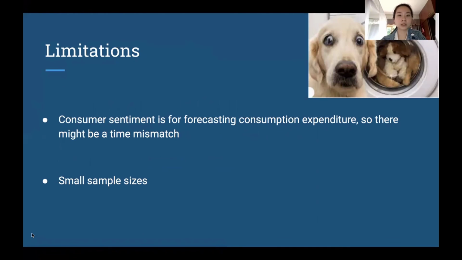However, there are still limitations in our regression. The first one would be the concern of data selection. The consumer sentiment we chose was forecasting consumer confidence for future expenditure, so there might be a time mismatch. Furthermore, the small sample size is also a problem of the estimation, which affects the reliability of our data and may lead to bias. So some important observations are not included in the data.